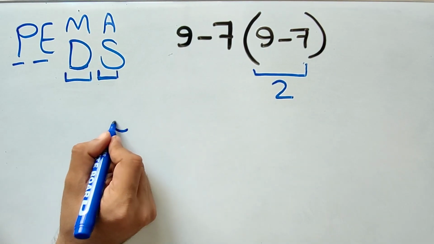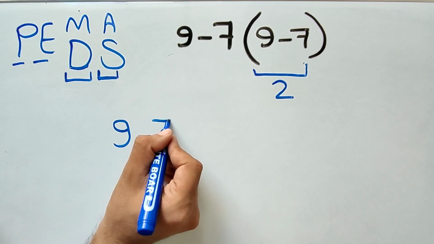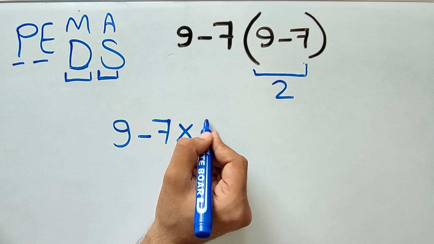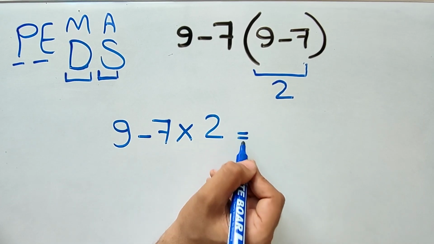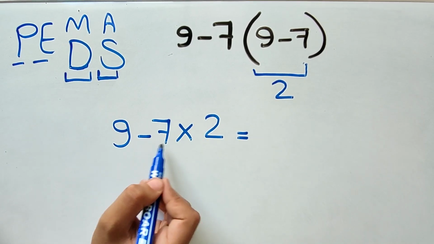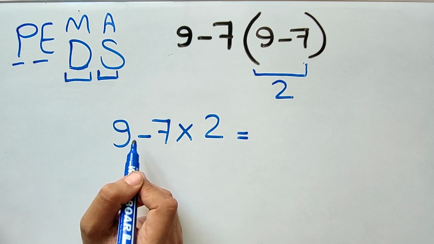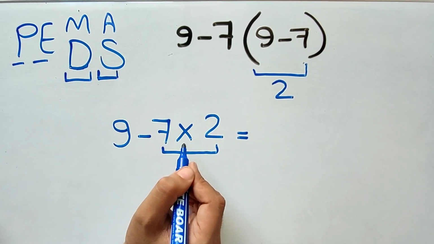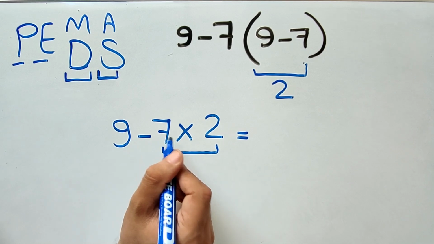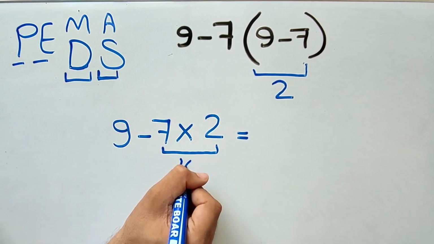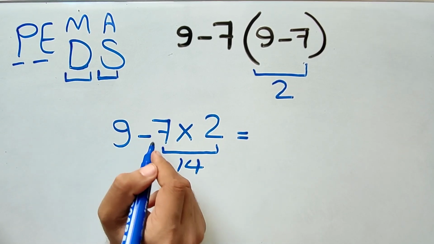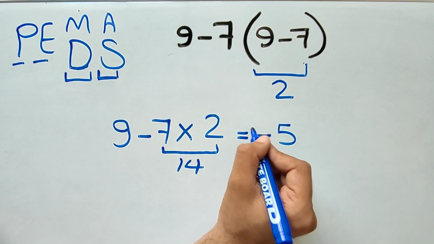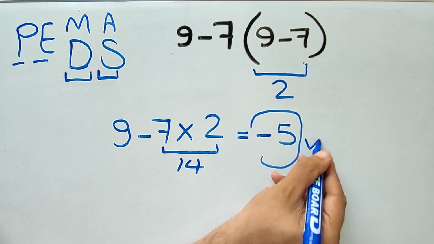And now we have 9 minus 7, and we have one multiplication here, and 2. Now, as we know, multiplication has a higher priority than this subtraction. So we have to solve this multiplication first. 7 times 2 gives us 14. And now 9 minus 14 gives us negative 5. The final answer is negative 5.